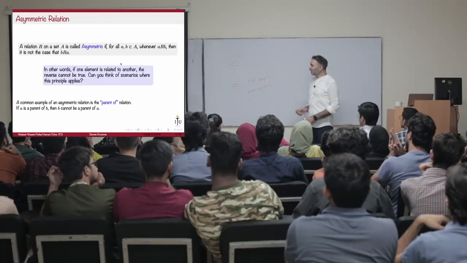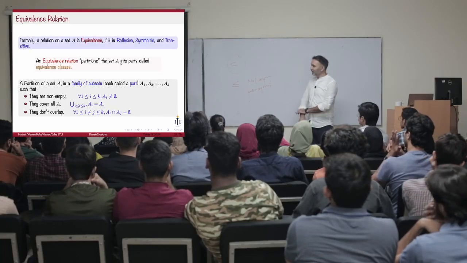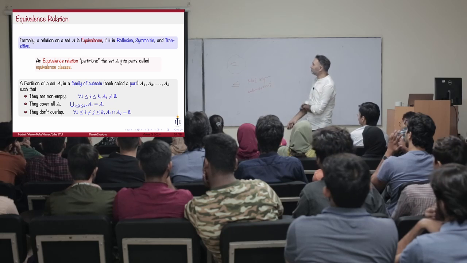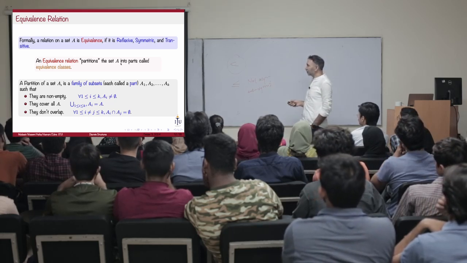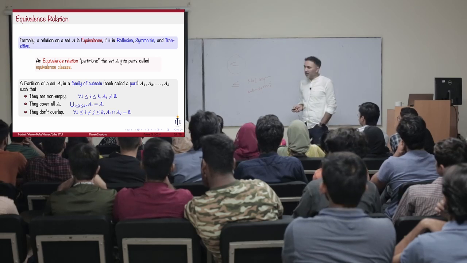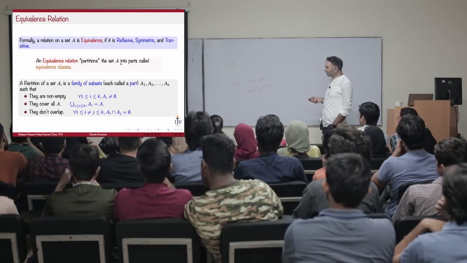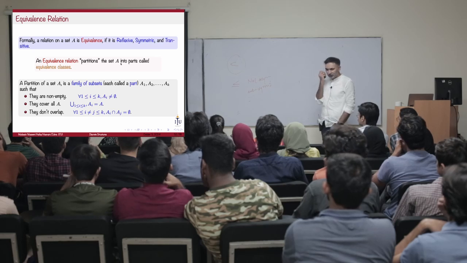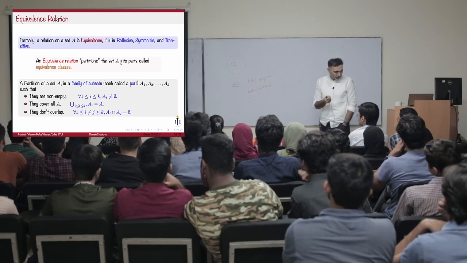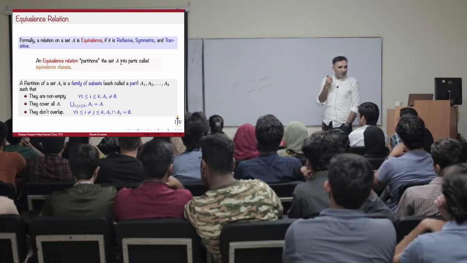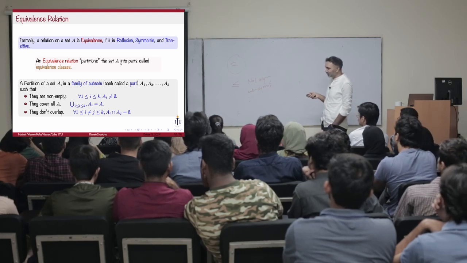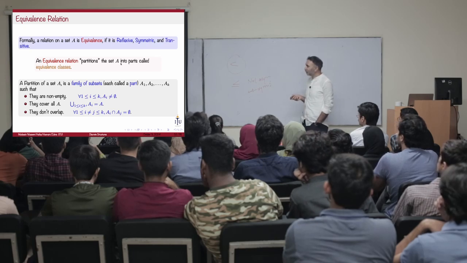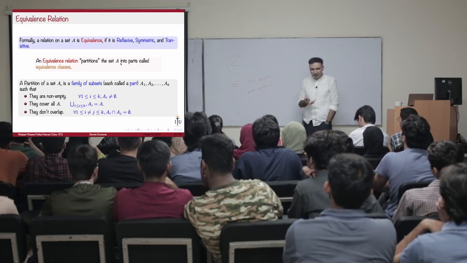All right, moving on to the equivalence relation, and here's the definition. It's a relation that is reflexive, symmetric, and transitive at the same time. An equivalence relation partitions the underlying set into parts, or equivalence classes. But we haven't defined what a partition is.